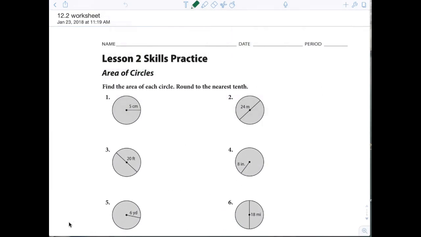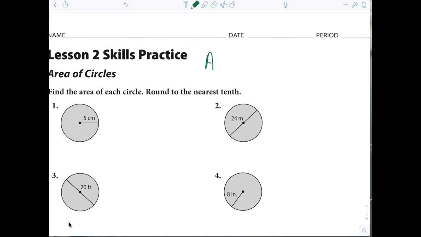I want everybody to make sure you're writing down area equals pi times r squared. Remember, in this case you need the radius. You have to have the radius, not the diameter. There's not a formula for the diameter. If they give you the diameter, what do you have to do to find the radius?